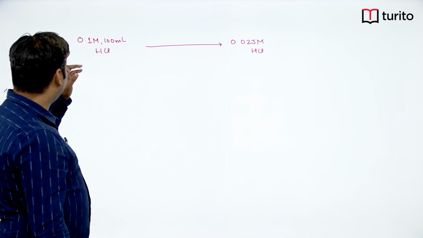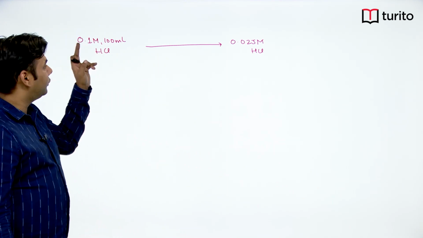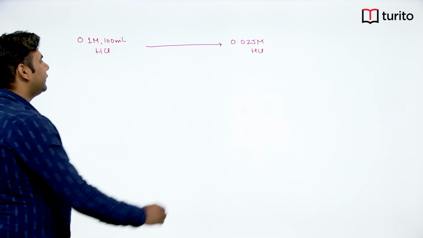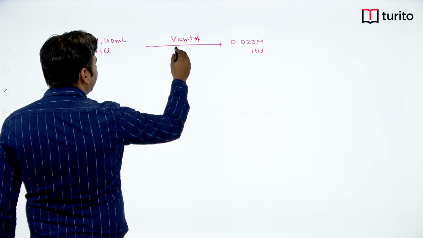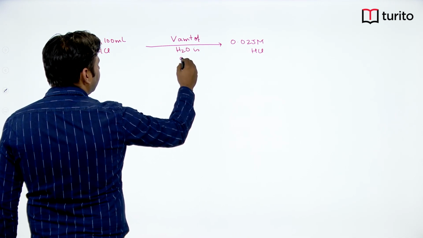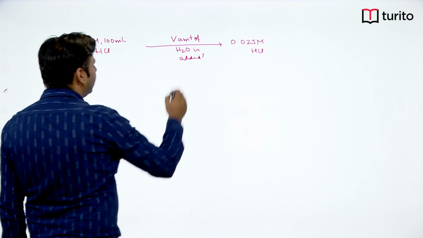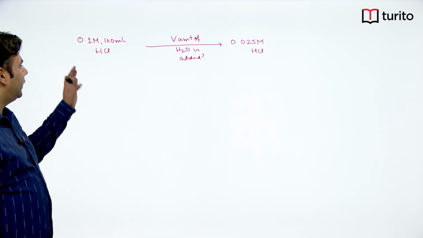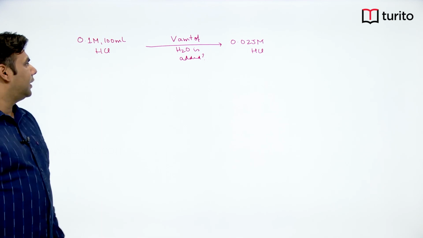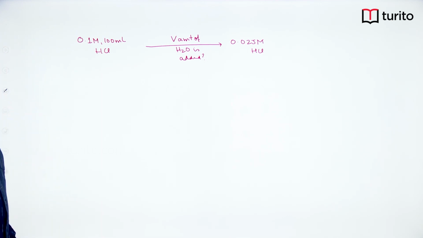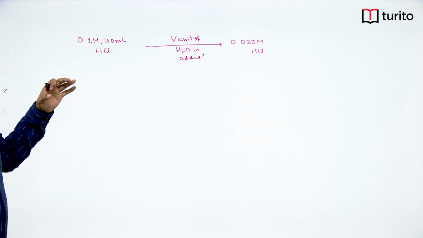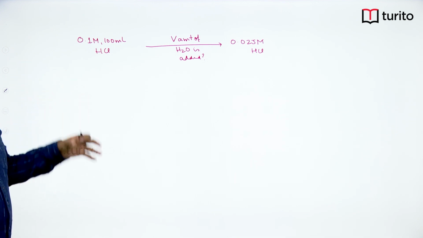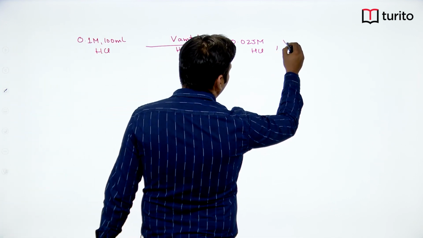So what we are going to do is dilute this HCl because we want to decrease the concentration. Let us assume that V amount of water is added to it. So the question can be: what is the volume of water that has to be added to a 0.1 molar, 100 ml HCl solution so that it becomes 0.025 molar? The initial volume we know is 100 ml, the initial molarity is 0.1 molar, the final molarity is 0.025 molar, and let us assume the final volume is V2.